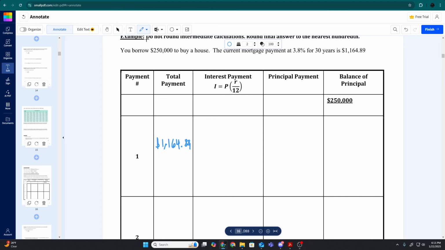Okay, so that's going to be our first payment. And then what we're going to do is, for the next 3 columns, we're going to figure out what that interest portion is. Then we're going to find out what that principal portion is. Then we're going to find out what the remaining balance is going to be. Okay, so we're going to take that payment, we're going to find the interest, find the principal, find the remaining balance.